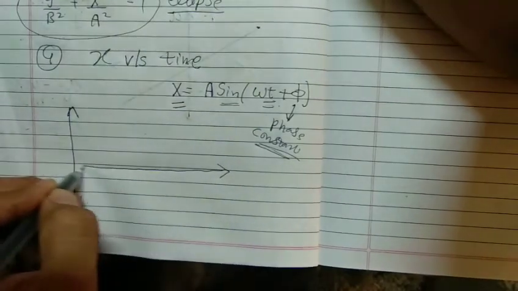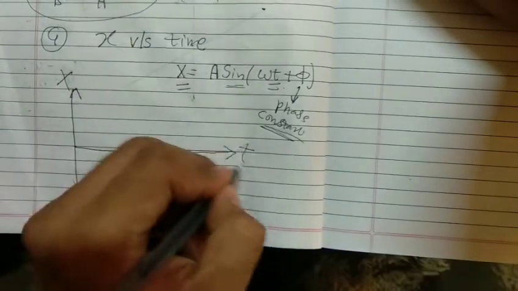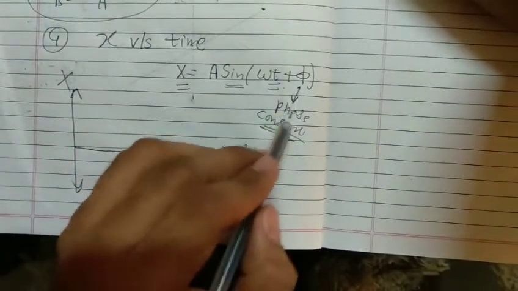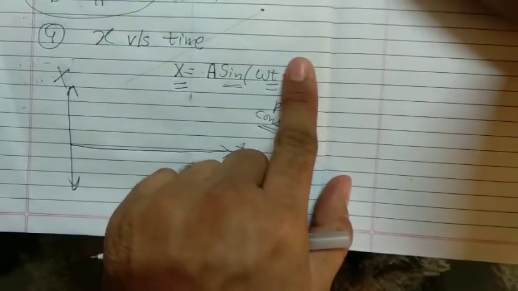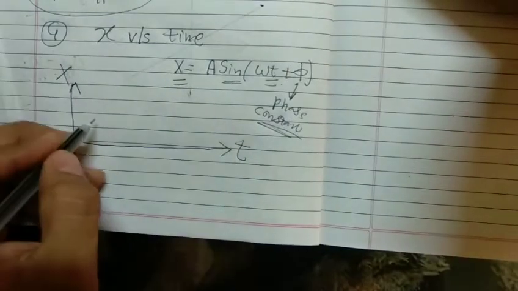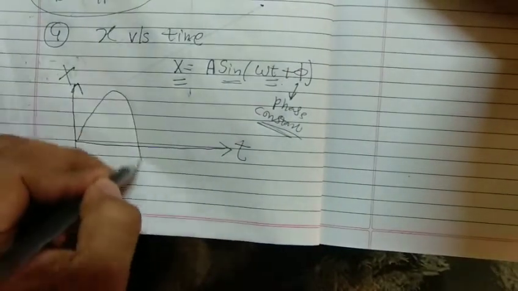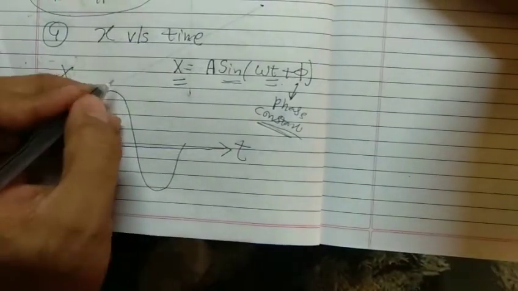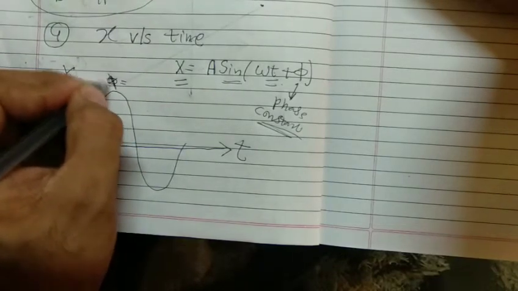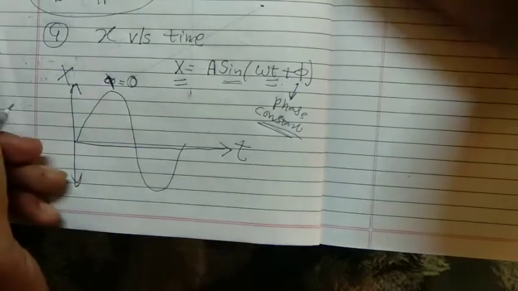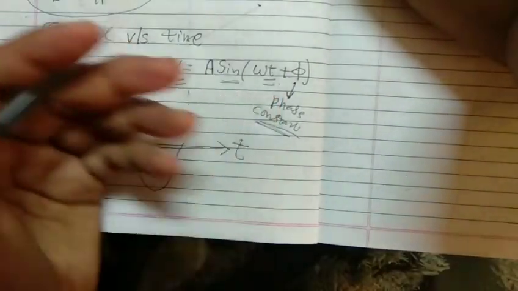So the graph will be a sine curve. If I plot x here and time here, it will be a sinusoidal shape. If this epoch, this phase constant, is suppose 0, it's simply sine omega t. Here the graph will start this way and go like this. This kind of graph will come when the alpha angle or phi angle is 0.